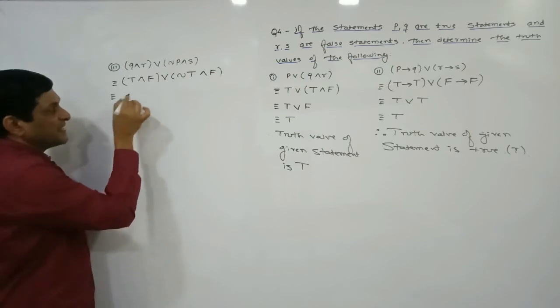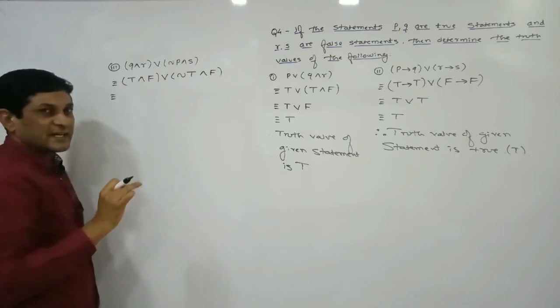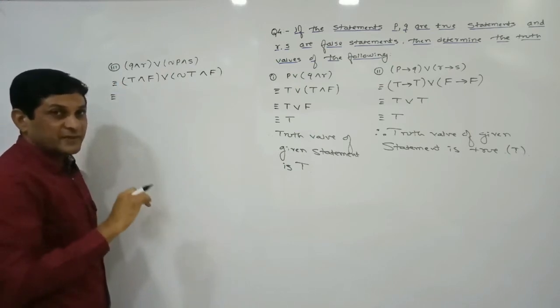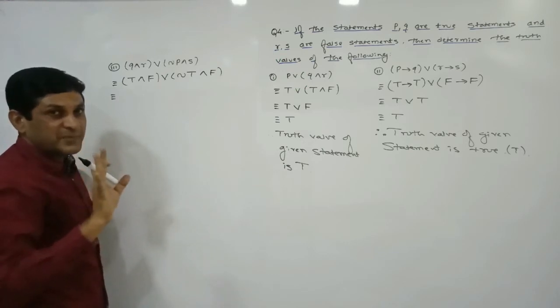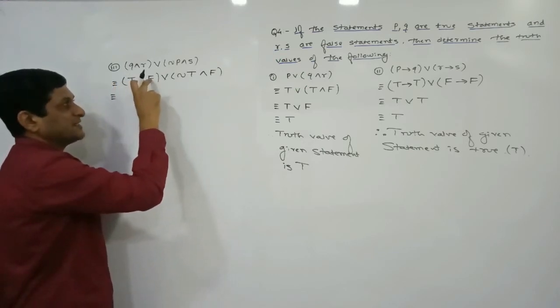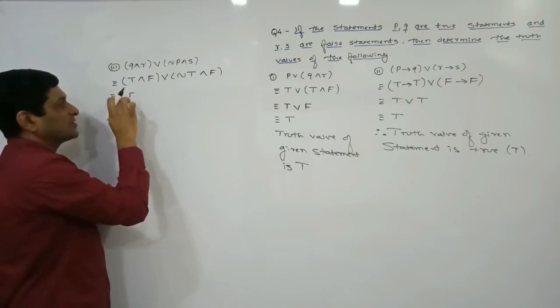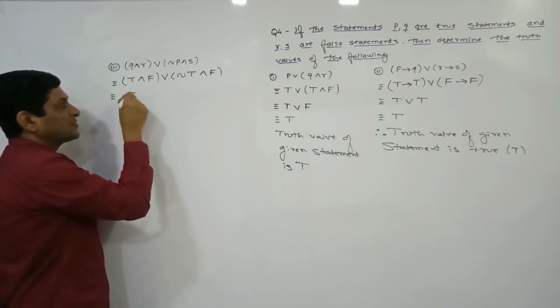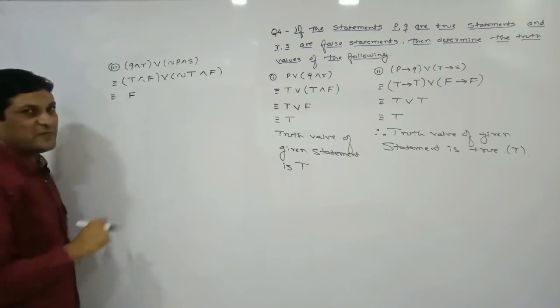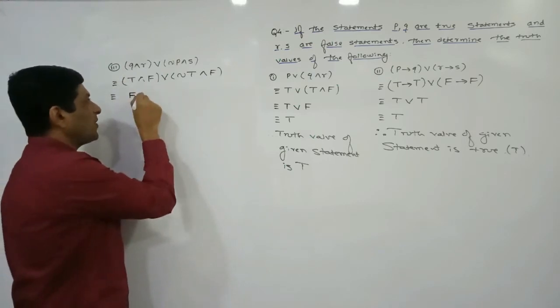Now let us simplify the first bracket. Here two parts are connected by AND, and in case of AND, if at least one F appears, then the result will be false. Yes, here one F appears, so the result will be what? False here. Because in case of AND, if at least one statement is false, the truth value of AND will be false. Keep this OR as it is.